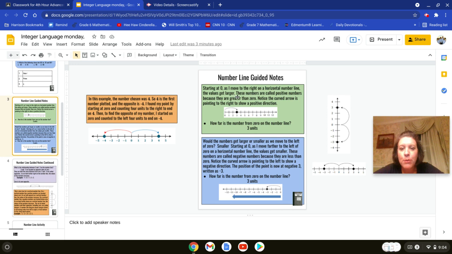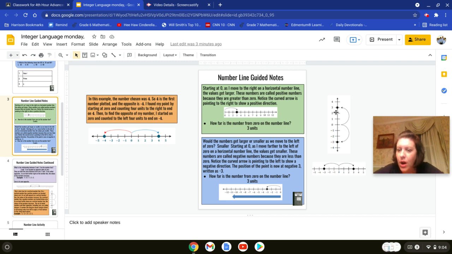Starting at 0, as I move to the right on a horizontal number line, the values get larger. These are called positive numbers. As you move to the right of 0, they get larger and larger. And it's showing that it's moving in a positive direction. How far is the number away from 0 on the number line? It's 3 spaces or 3 units.